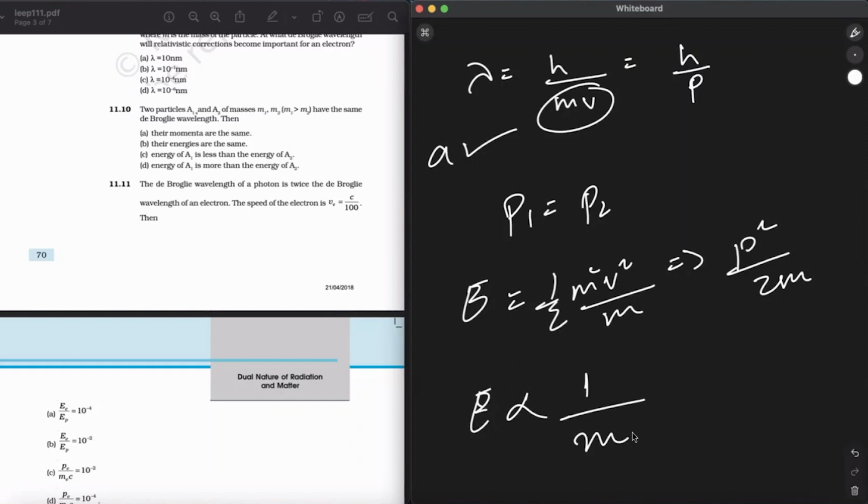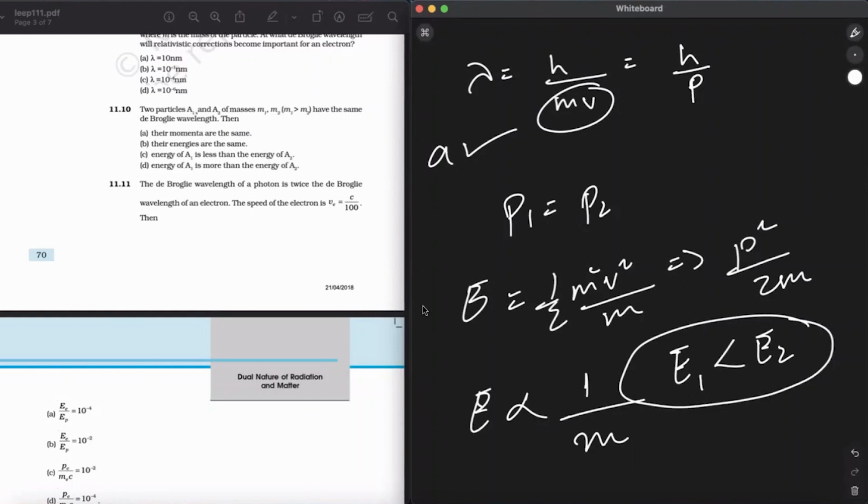ठीक है. जिसका mass ज़्यादा, उसकी energy कम. And we have over here that mass m1 is greater. That means E1 will be smaller than E2. So m1 is greater, that means E1 is lesser. Simple. The energy of A1 is less than the energy of A2. Option C is also correct. So A and C are the correct options for this question.